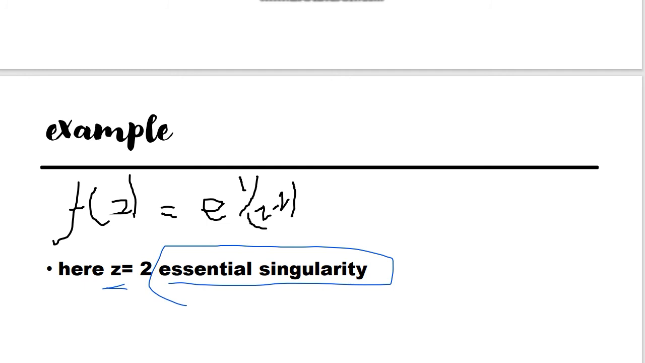So let us take this function e raised to 1 by z minus 2. If we put z equal to 2, then it makes the function undefined. But there is no way to remove it, so it is not a removable singularity. Neither is it totally in the denominator, so it is not a pole either. So this is an essential singularity.